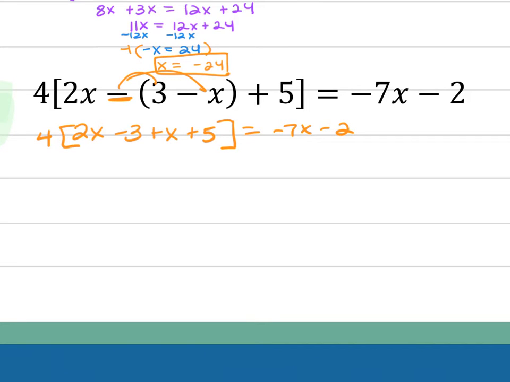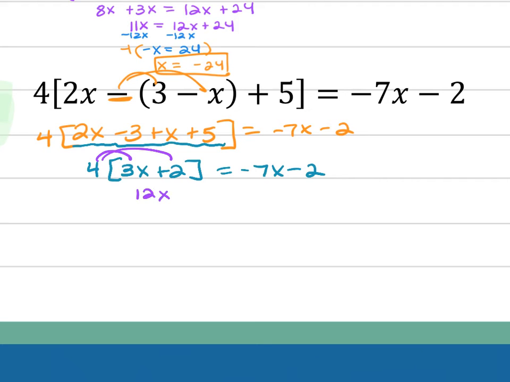Now I'm going to combine my like terms inside my parentheses. 4, bracket can change to parentheses or stay as a bracket. It doesn't matter. It's still just a grouping symbol. 3x plus 2. Now I distribute that 4. 12x plus 8. Add the 7x. 19x plus 8 equals negative 2.